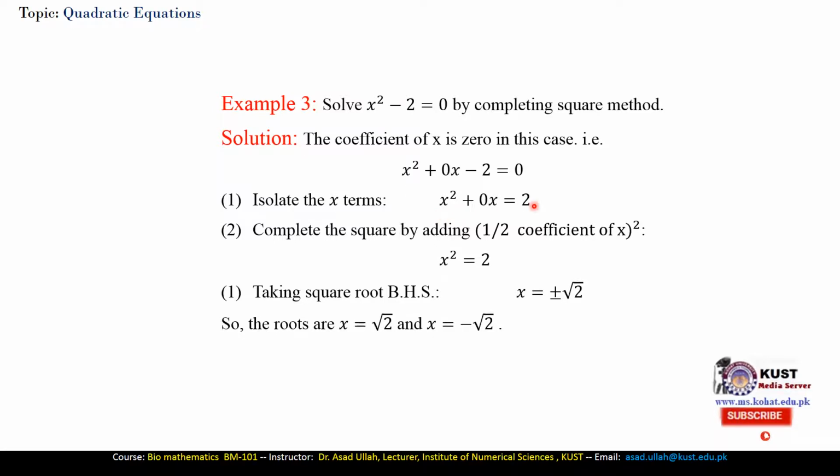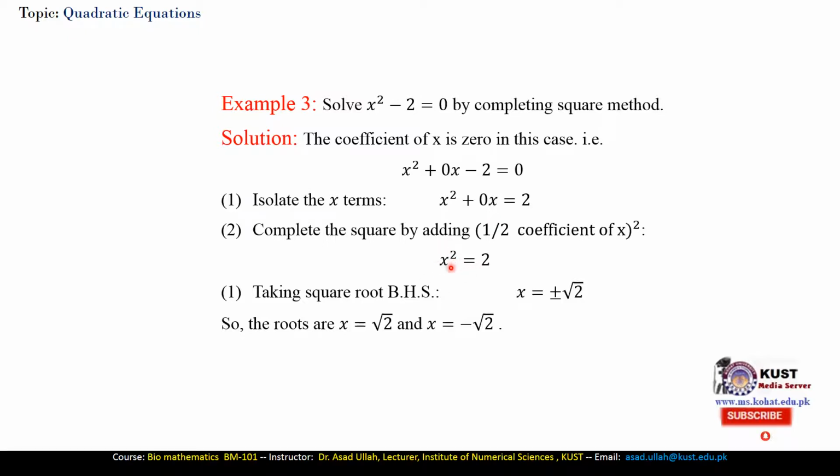Now what will we add to both sides of this equation? One over 2 times the coefficient of x, whole square. The coefficient of x in this case is equal to 0, so we get 0 square, which is equal to 0. So adding 0 to both sides of this equation, we get x square is equal to 2.